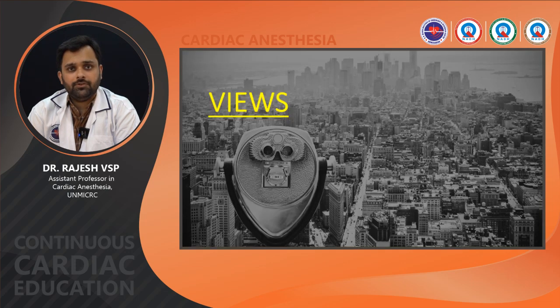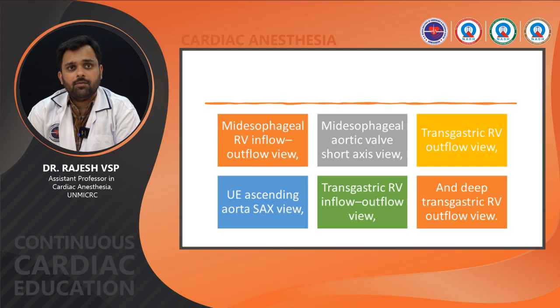Coming to the different views of transesophageal echocardiography, we generally routinely see in the operation theatre. One is midesophageal RV inflow-outflow view, midesophageal aortic valve short axis view, transgastric RV outflow view, upper esophageal ascending aorta short axis view, and transgastric RV inflow-outflow view and deep transgastric RV outflow view.